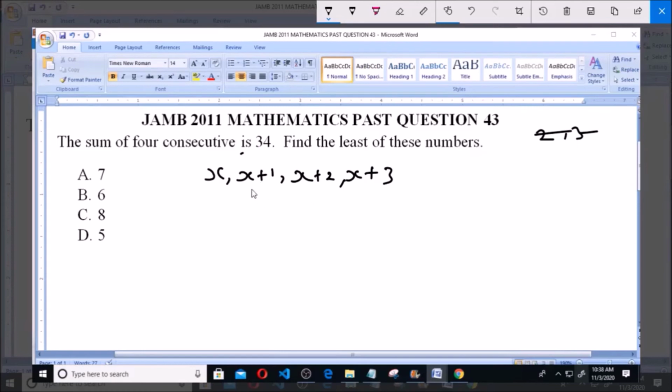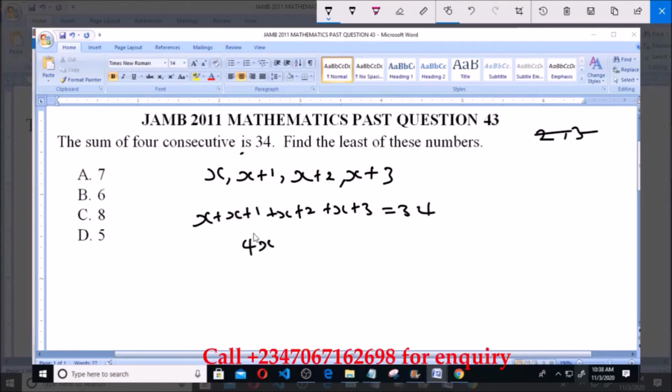Now we're asked what the sum of these 4 numbers, that is x plus x plus 1 plus x plus 2 plus x plus 3, is equal to 34. Now from this we have what? x plus x plus x plus x will give us 4x. Then 1 plus 2 plus 3 will give us what? Plus 6 is equal to 34.